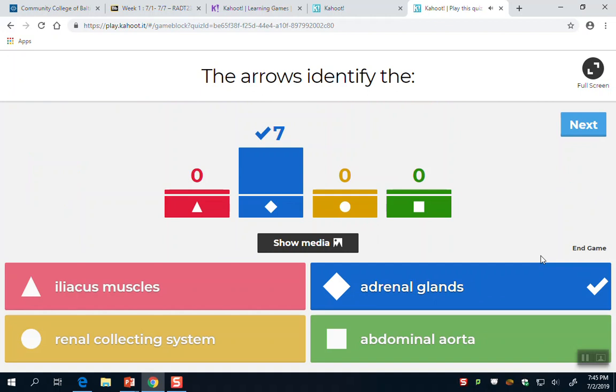So again, the arrow is pointing to the adrenal glands, which sit towards the upper poles or directly above the kidneys.